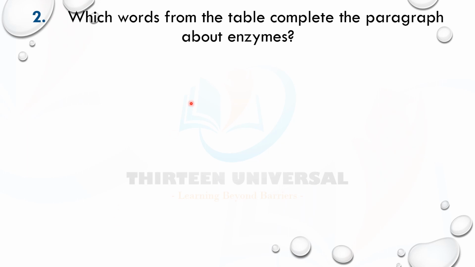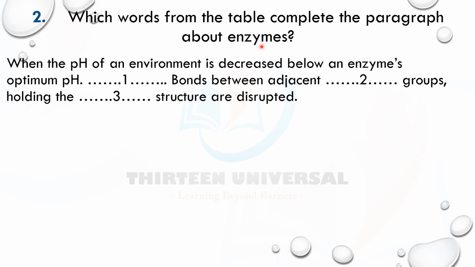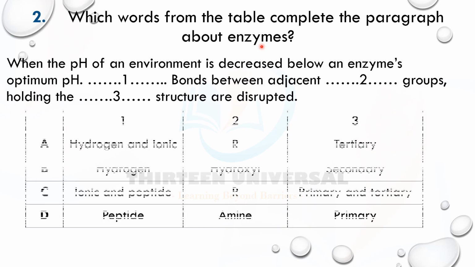Let's go to the next question. Which words from the table complete the paragraph about enzymes? When the pH of an environment is decreased below an enzyme's optimum pH, we have one bond between. Okay, look at it.